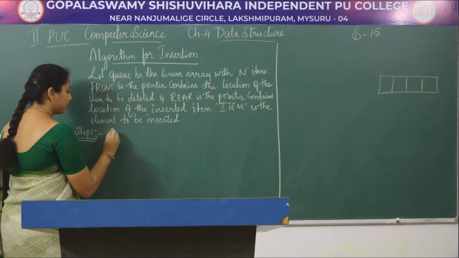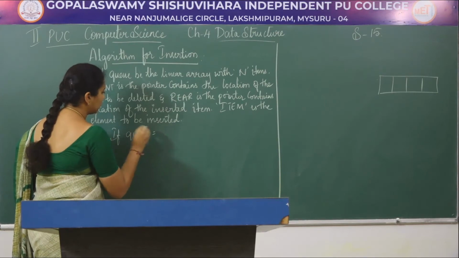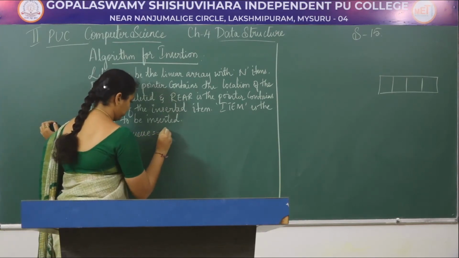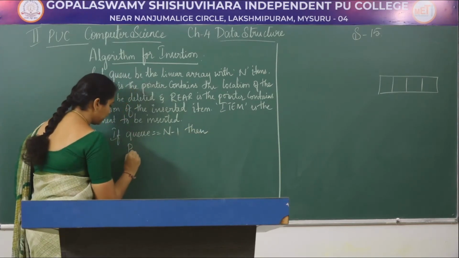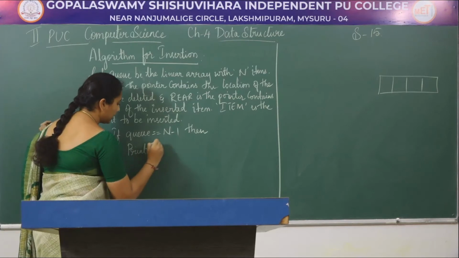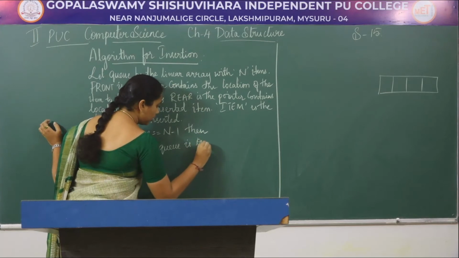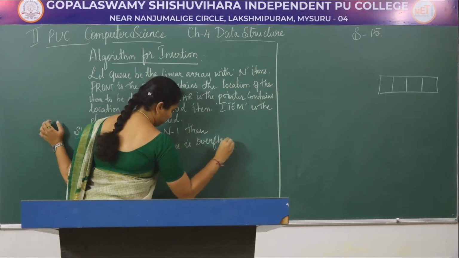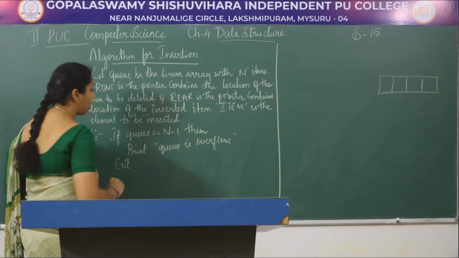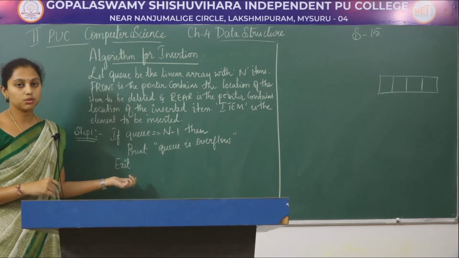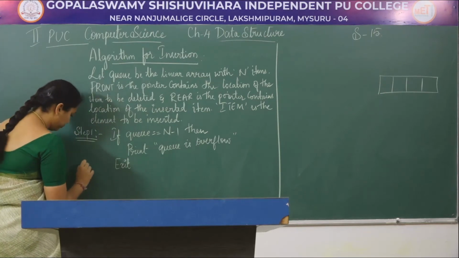So if rear is equal to n minus 1, then print Q is full, or we can say it is overflow. If it is overflow, we cannot insert an item into the queue, so we return from the queue.